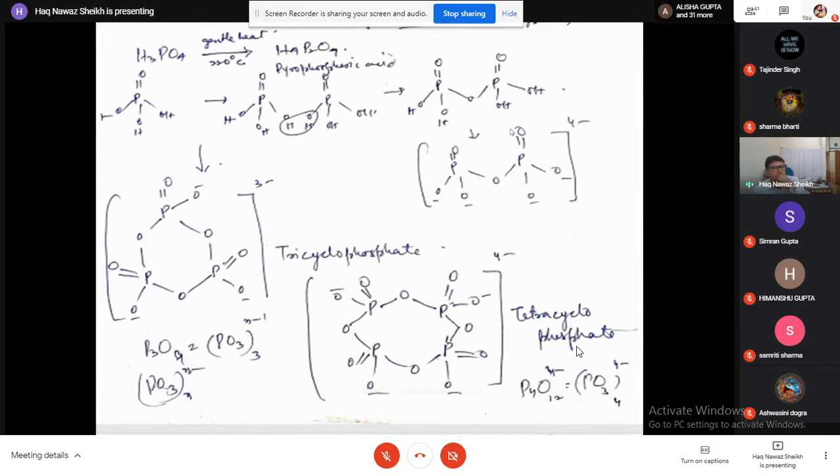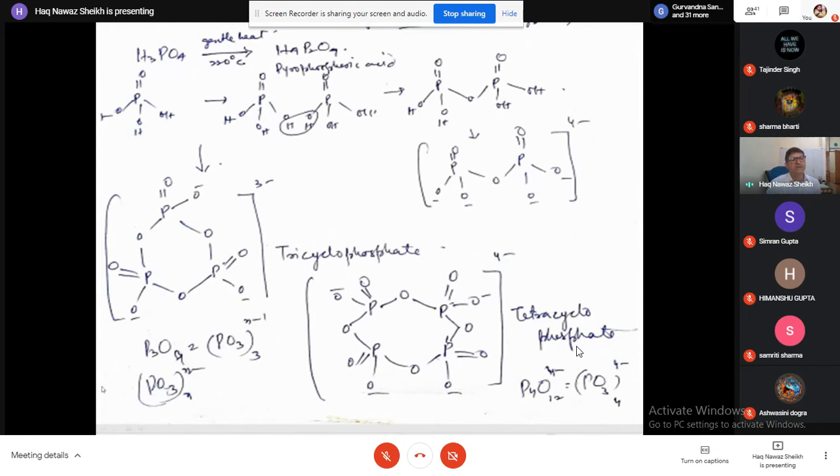So this is the three phosphoric acid groups. When they condense they form a cyclic compound also, cyclotriphosphate. Like this we can write the cyclotetraphosphate. The repeating unit of these cyclophosphates is PO3. That is the same as the metaphosphoric acid, and the formula of that metaphosphoric acid is HPO3.